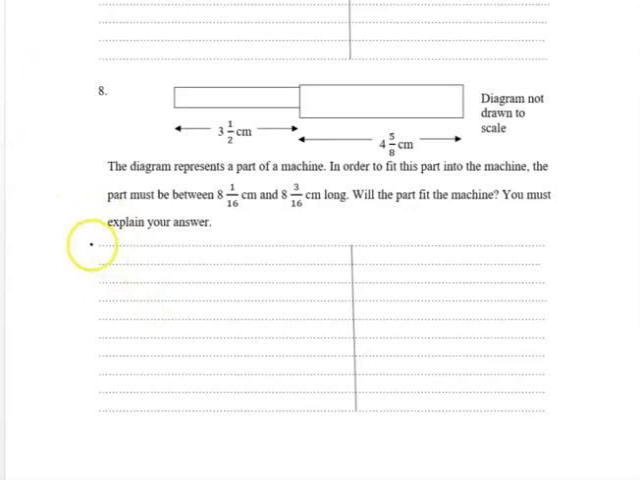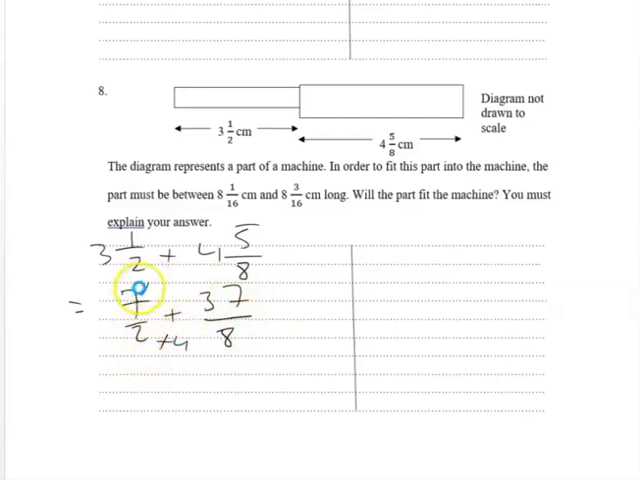So we're going to do 3.5 plus 4 and 5/8. Convert them into improper fractions, and that's going to give us 7/2 plus 37/8. Now once you work out the LCM, which is 8, multiplying by 4 we're going to get 28/8 plus 37/8. When you add the two fractions, we're going to get 65/8.